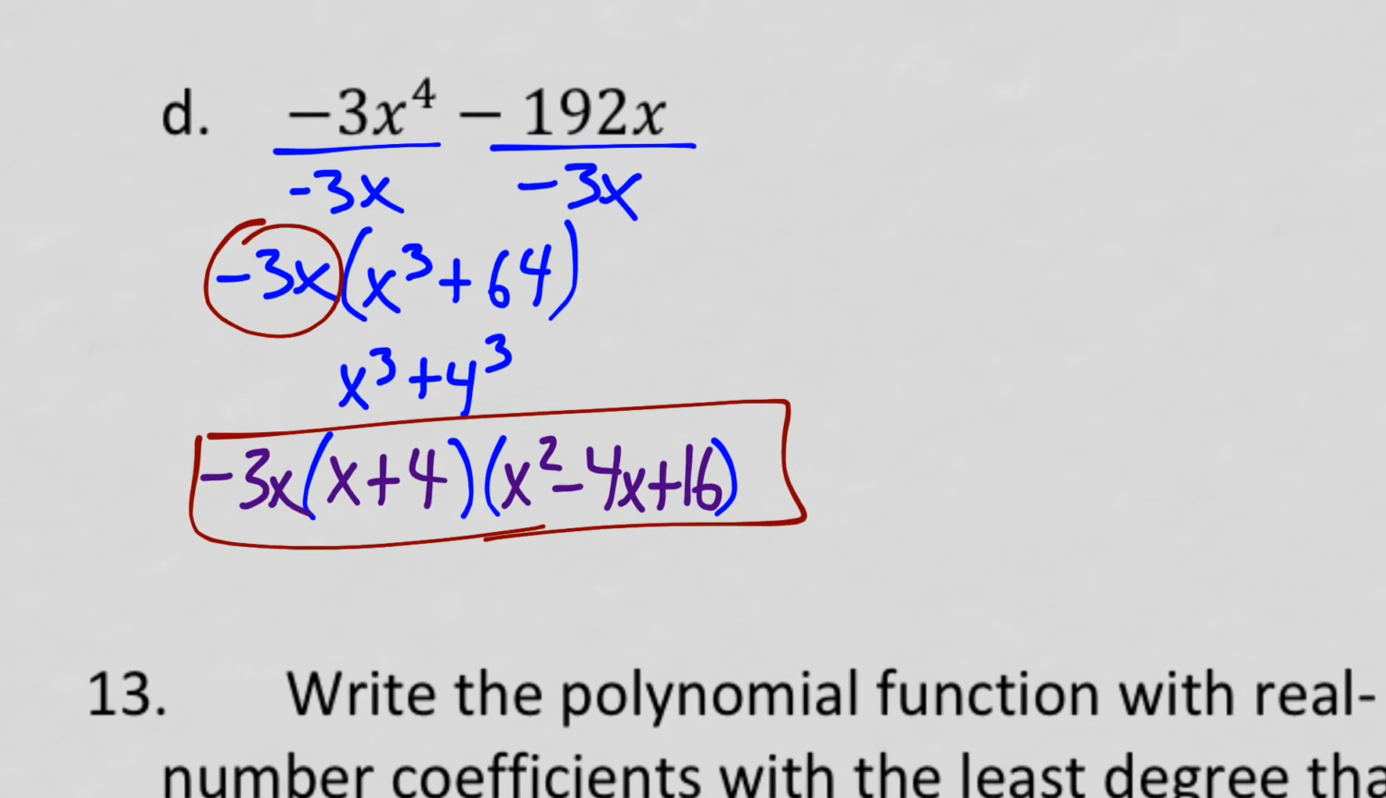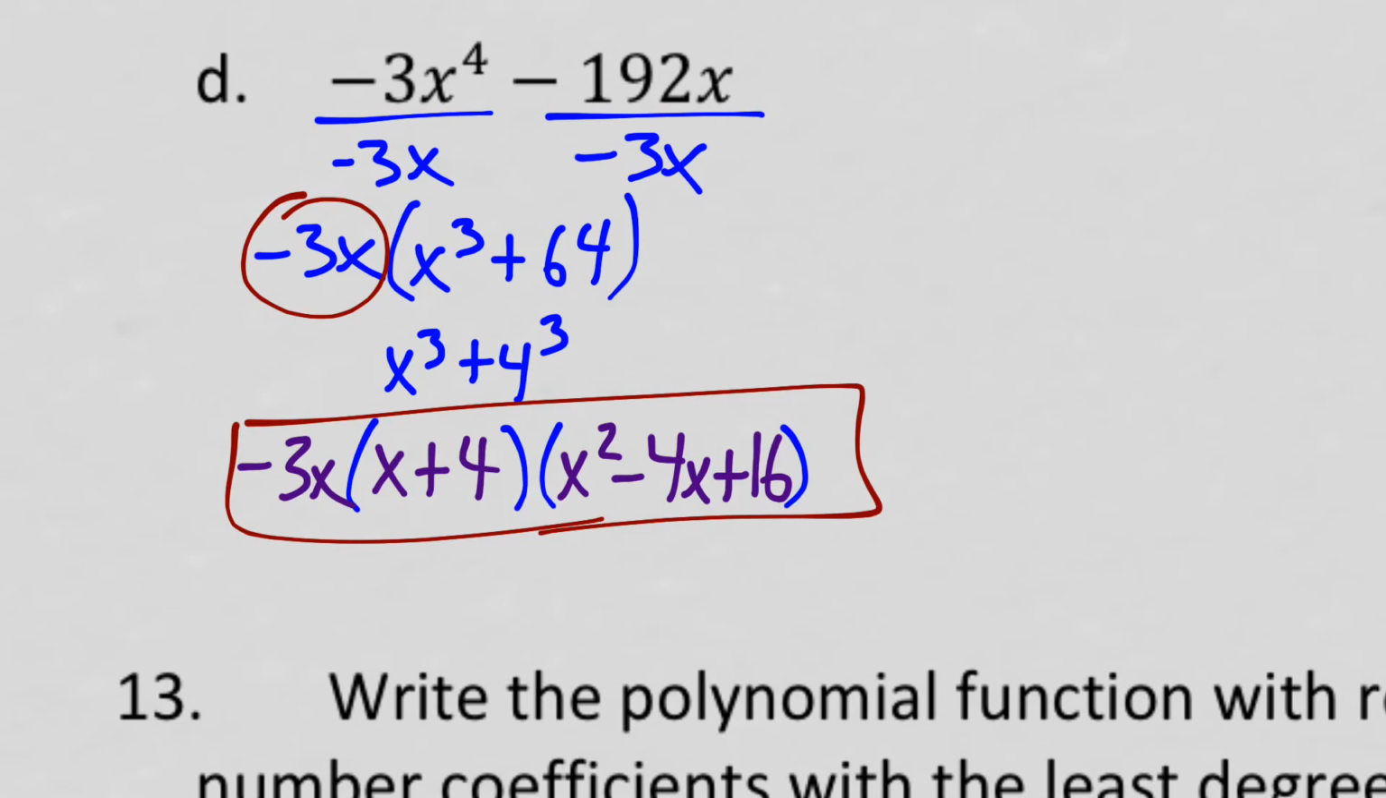For D, same idea. I started by factoring out negative 3x. I factor out negative 3x because they both are negative, so I wanted to turn it positive. You really don't have to do that step, but it's always better to factor out the negative so you don't have to be worried about it. And when I factor out negative 3x, I got x cubed plus 64, positive because negative divided by negative is positive. So that means that I have perfect cubes inside. 64 is 4 cubed. So then I wrote just the bases, x plus 4.